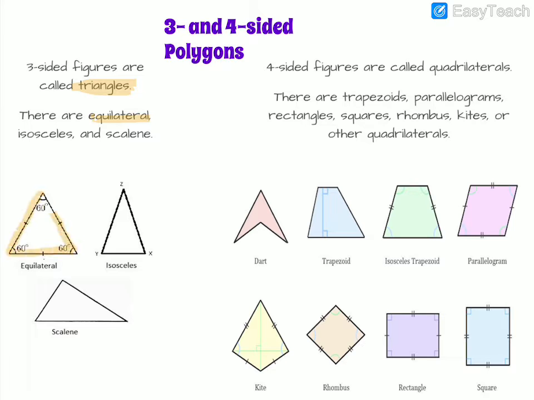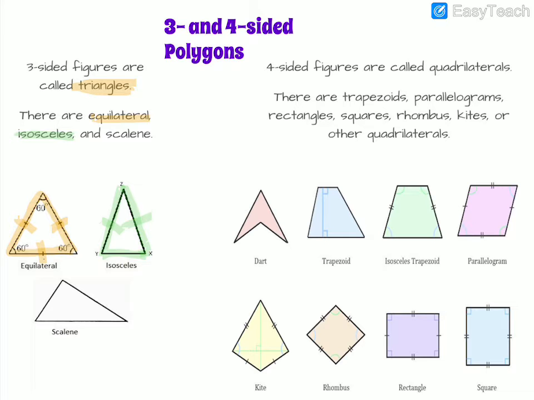All sides are the same length. Equilateral. Then we have an isosceles triangle. That's this one, isosceles. And isosceles means that 2 sides are the same length. That side and that side are the same length.